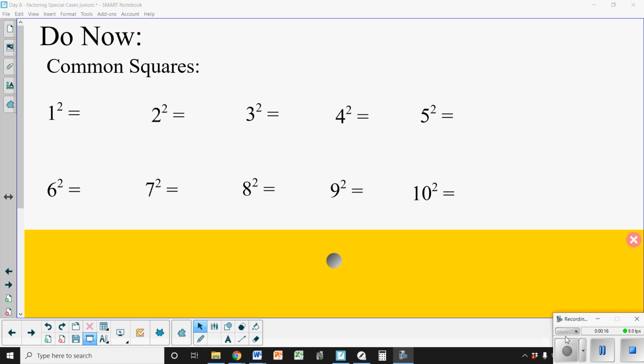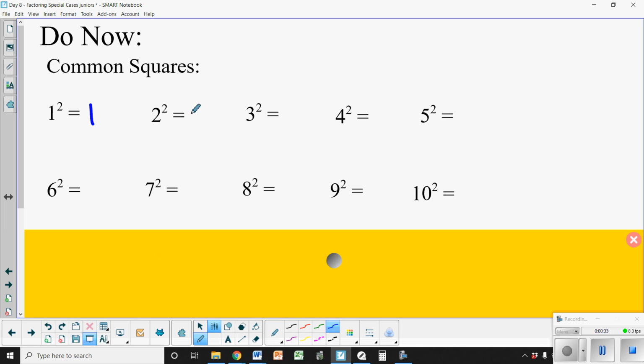So 1 squared, we know that that's going to be equal to 1 times 1, which is 1. Oops, I need to put on the pen here. So 1 times 1 equals 1. And then 2 times 2, write that in. You can just pause it right now and finish this.